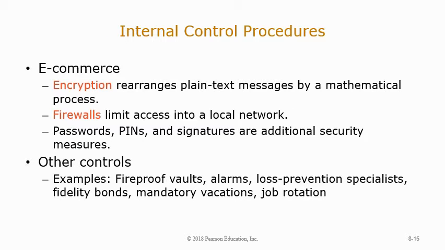Other internal control procedures, so e-commerce. There's encryption that happens when you go to buy something online. It uses a mathematical process to encrypt the information that's going out there, and that's just to make sure that, if I buy something from Amazon, an employee at Amazon can't necessarily see my credit card information. They just see that, okay, yep, Courtney paid for it, we're good to go. And then firewalls, which can limit access to local networks. So we can say, like, because there's a firewall in place, I can't access that website, or I can't access those files. Passwords, PINs, signatures for additional security measures.